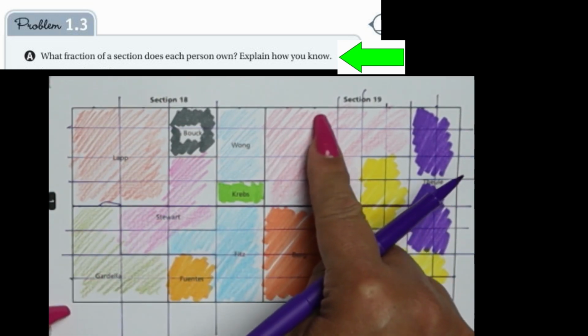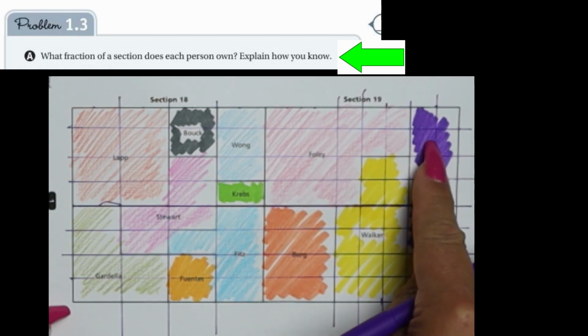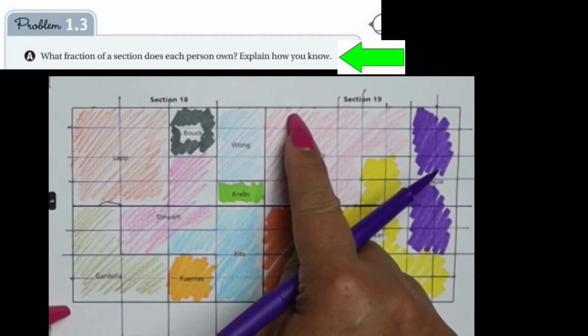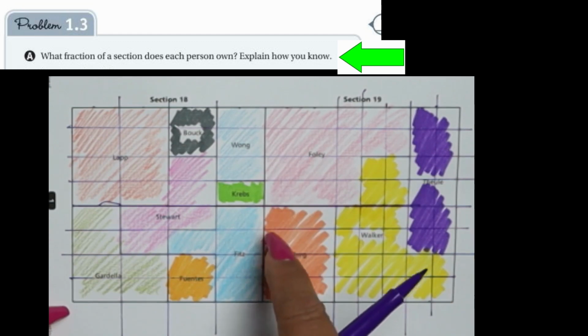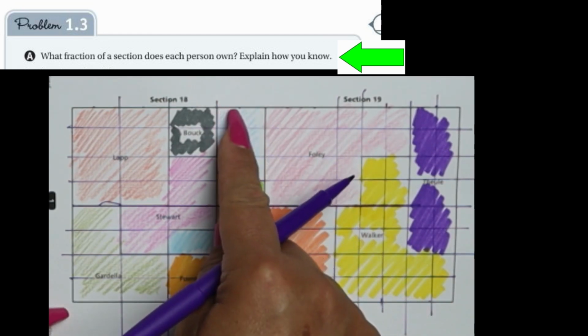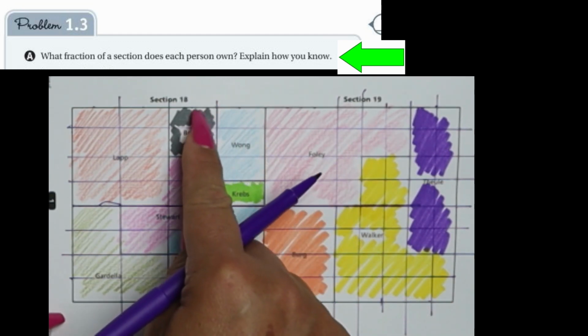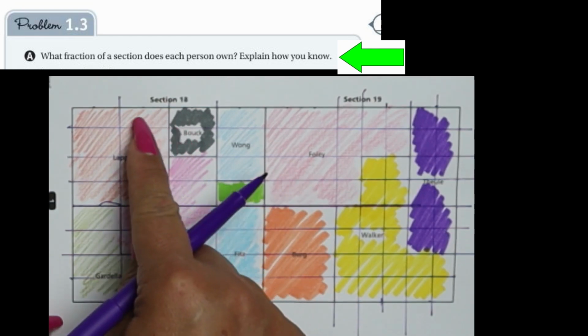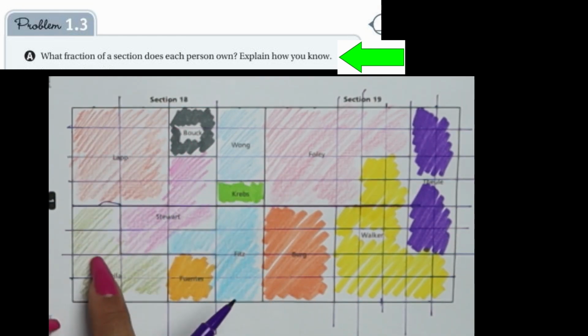Now this is a little wider than this one was, but I believe these are thirds. So I'm going to divide this into thirds, and this is half. So I'm going to divide this in half. I'm going to divide this in half. I'm going to divide this in half and that in half, and all of them will be equal.